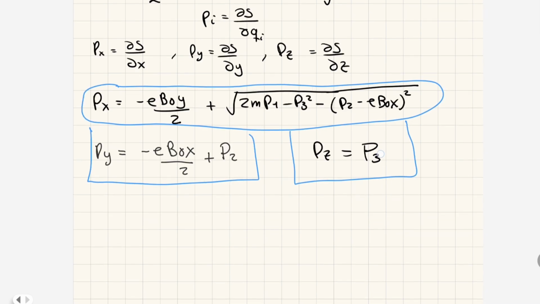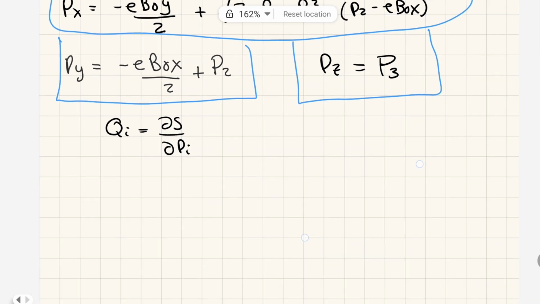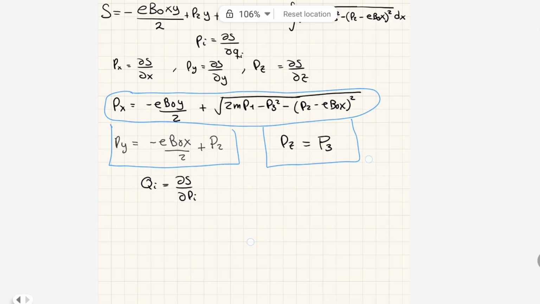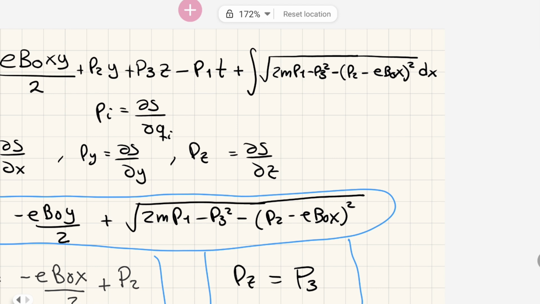So we have another equation for the generating function S. Recall that it is q_i equals the partial of S with respect to p_i. So what does this mean? We are going to calculate three coordinates, q_1, q_2, and q_3, and we need to take these corresponding derivatives. So q_1 is going to be the partial of S with respect to p_1, right? So that means that we need to take the derivative of this element and this element over here.